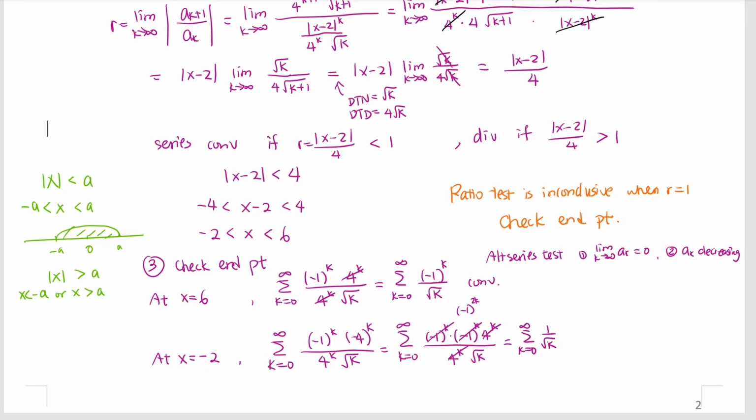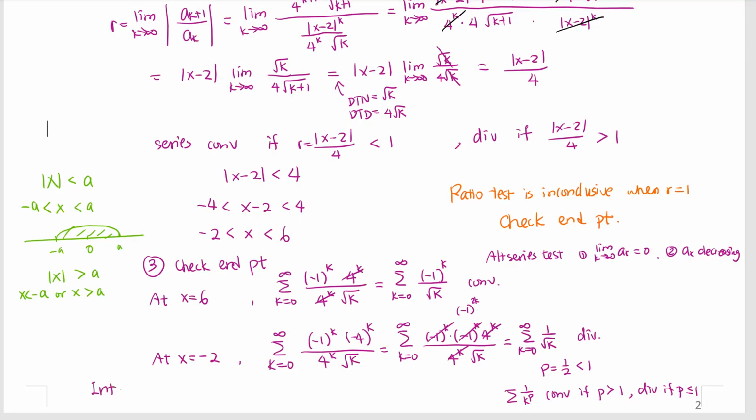Well, this is a p series. What's the p? k to the 1/2, right? 1/2 is less than 1. Remember, for p series, if the p is less than or equal to 1, the series diverges. Let me write it down here in case you forgot. The p series converges if p is greater than 1, diverges if p is less than or equal to 1. So that's why, at the point 6, it converges. At negative 2, it diverges.